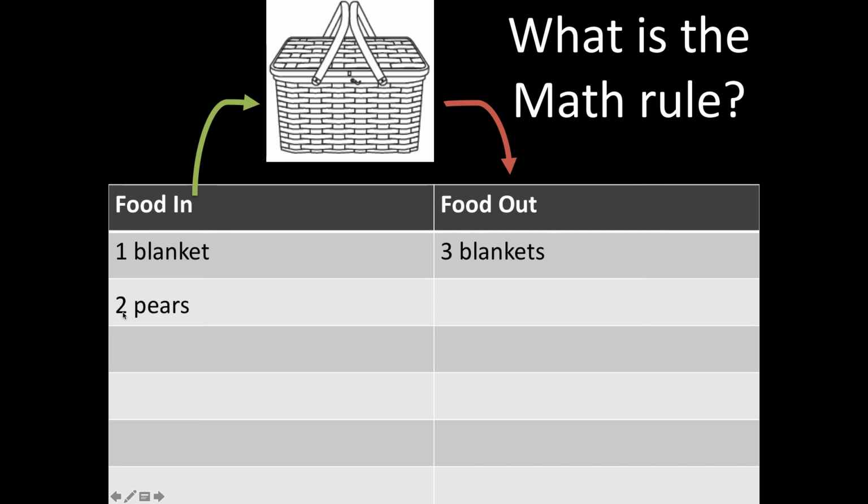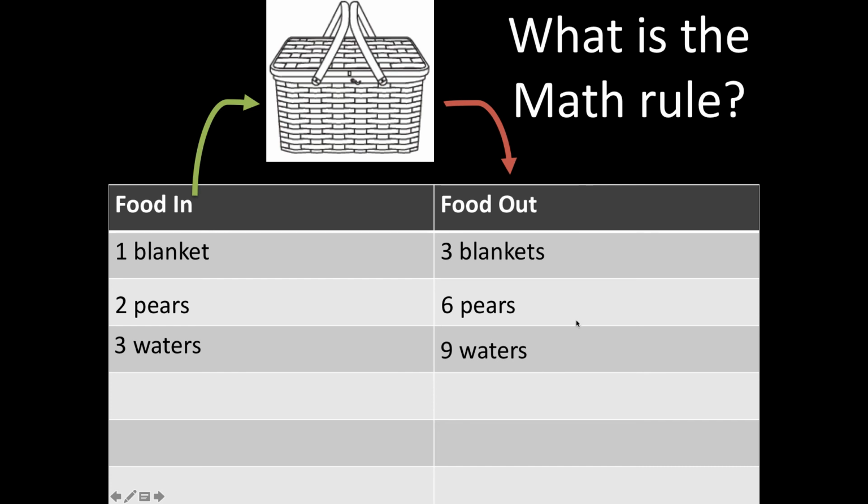Let's try it out. We have 2 pairs go in, and then I know that 2 plus 2 equals 4. So that is maybe how many pairs we're going to pull out. Let's see if that's correct. Oh no, it's actually 6 pairs. Interesting. So we had 1 blanket go in, 3 blankets come out, 2 pairs go in, 6 pairs come out. 3 waters go in. How many waters do you think are going to come out? 9 waters came out. So 3 in, 9 out.